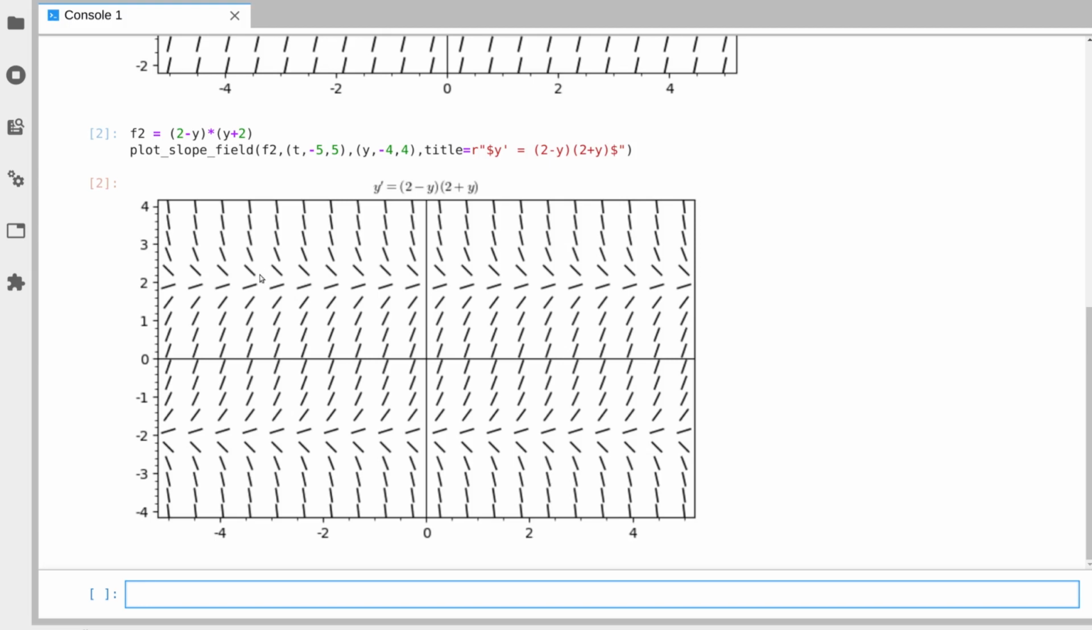But notice how that one would be a lot more complicated to plot by hand, even though it was just a simple change that we made.